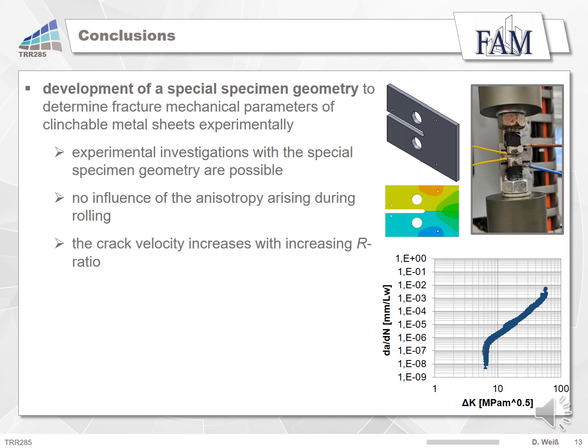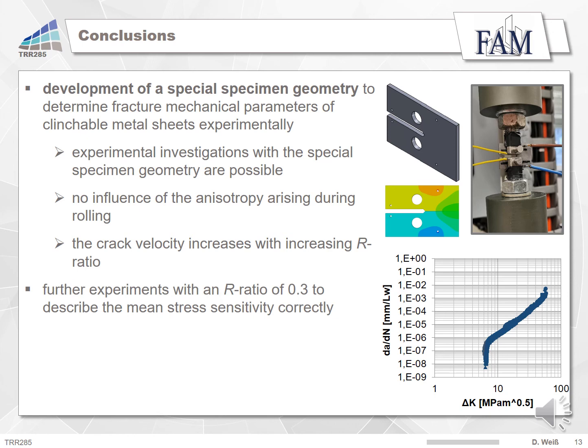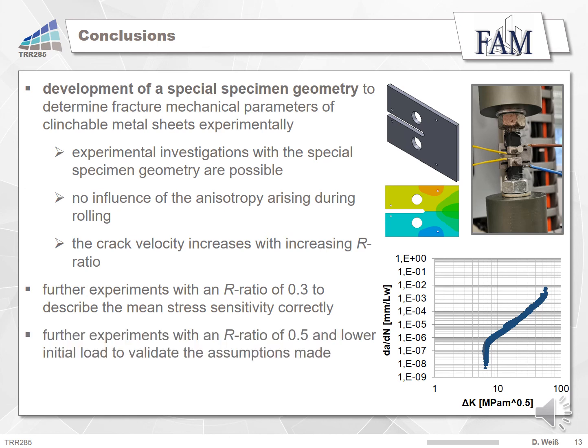To validate these results, further experiments with an R ratio of 0.3 must be carried out to describe the mean stress sensitivity correctly. In addition, there must be further experiments with an R ratio of 0.5 and lower initial load to prove the assumptions made. Furthermore, in the future, clinchable components will also be tested.